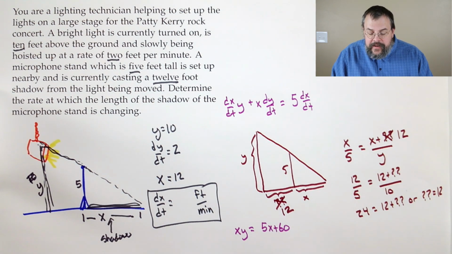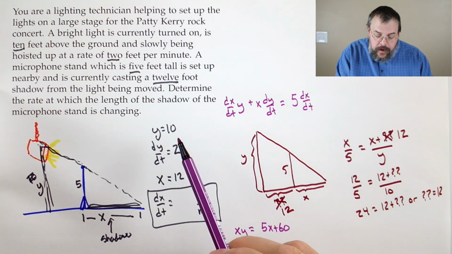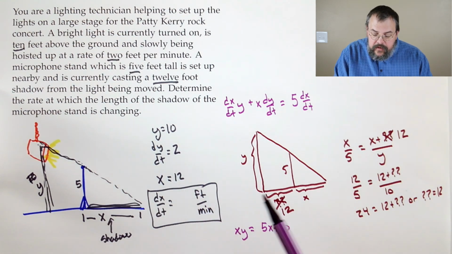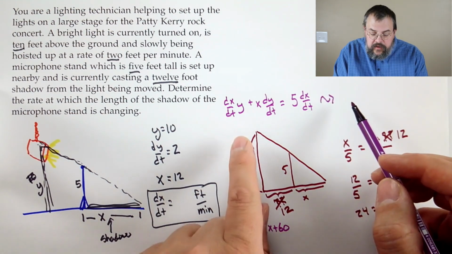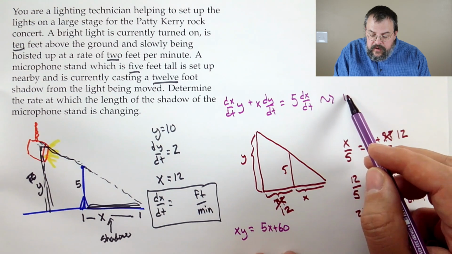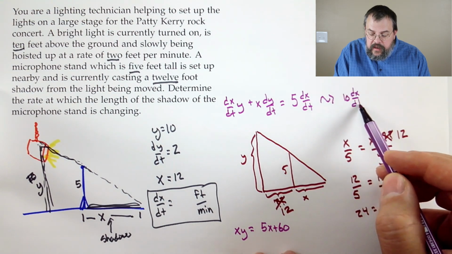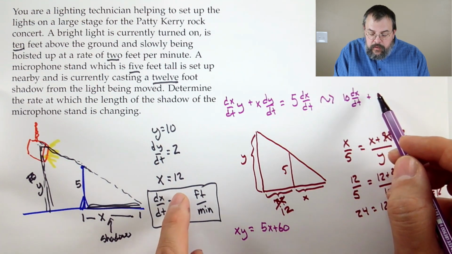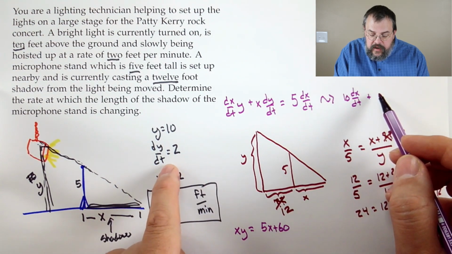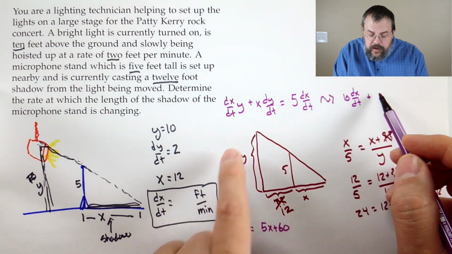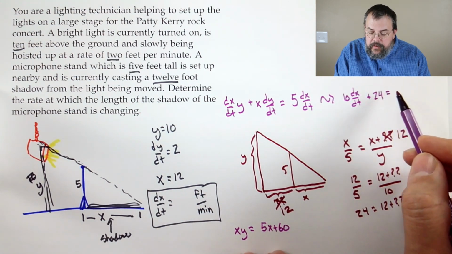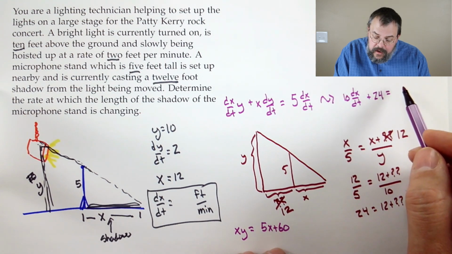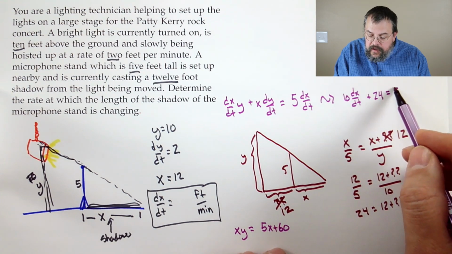Now, let us plug in what we know. What do we know? Well, we know y, dy dt, and x. So, this becomes dx dt times 10. So 10 dx dt plus 12 times dy dt. So that's x is 12, dy dt is 2, so plus 24 is equal to 5 times dx dt.